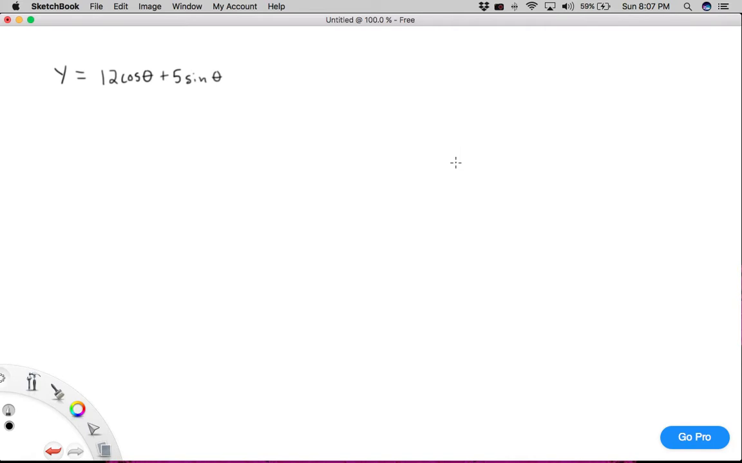Okay, so this problem is asking us to write the linear combination of the cosine and the sine function as a single cosine with a phase displacement. So if you're in pre-cal right now and you're learning how to write the linear combination of a cosine and a sine, you should have recognized almost immediately that these two sinusoids can be combined into a single sinusoid. So we're going to talk about how that's going to work.